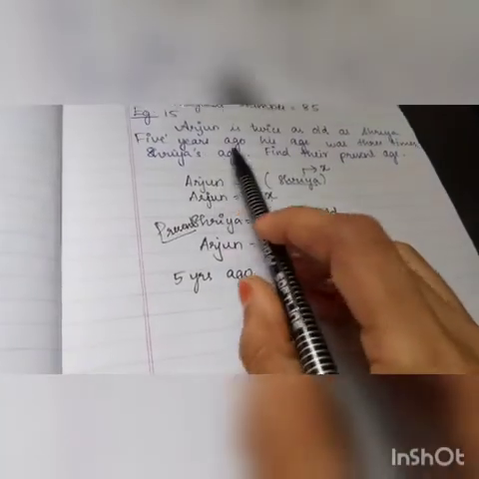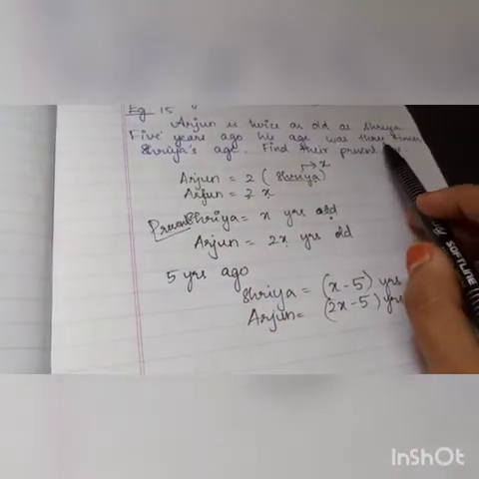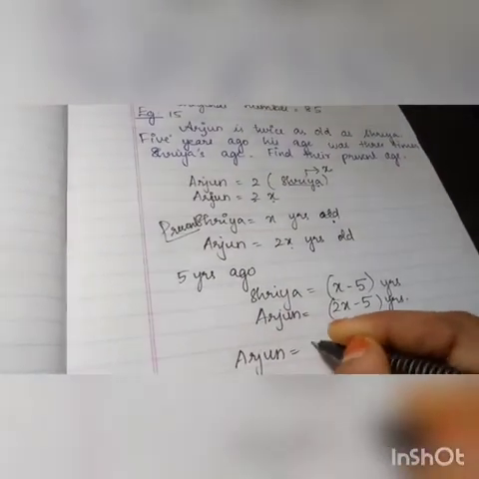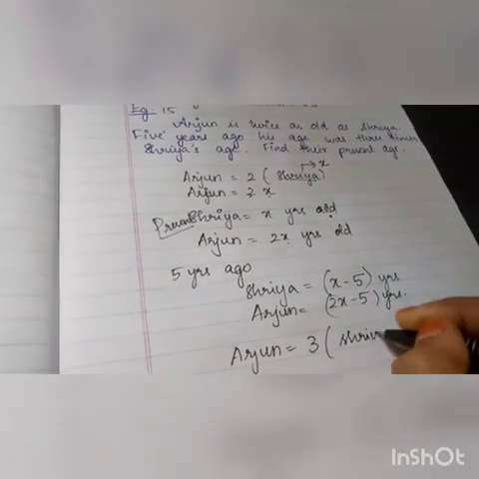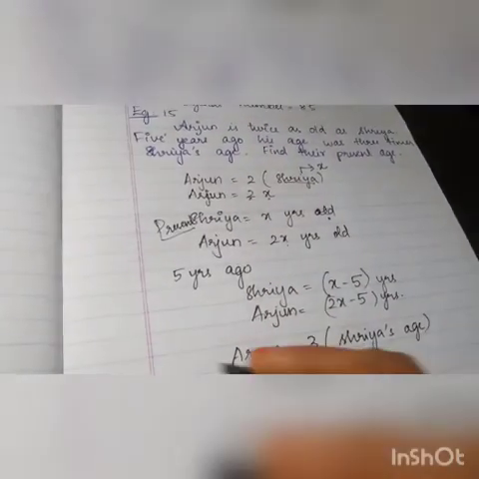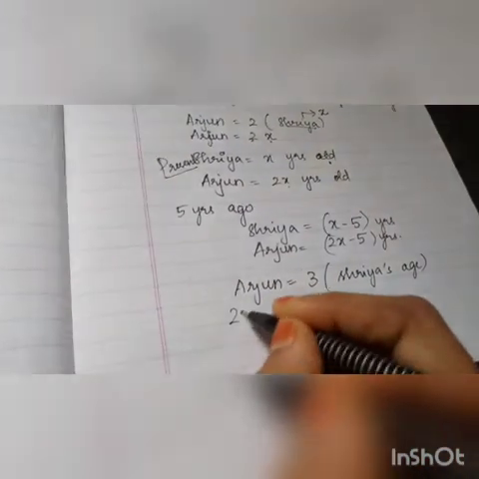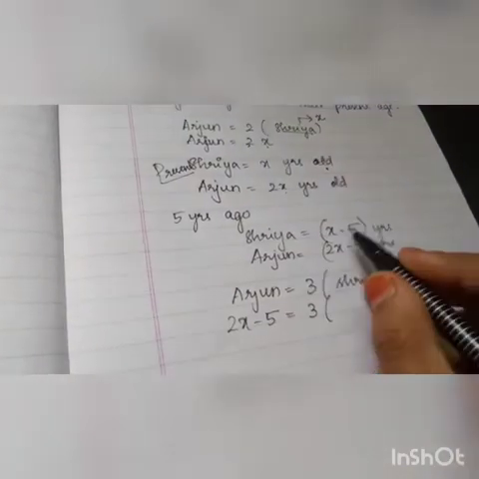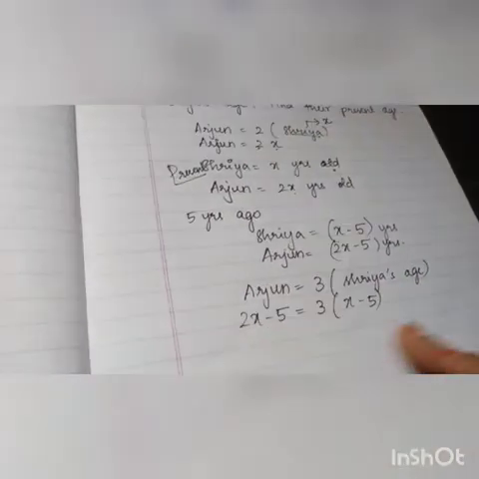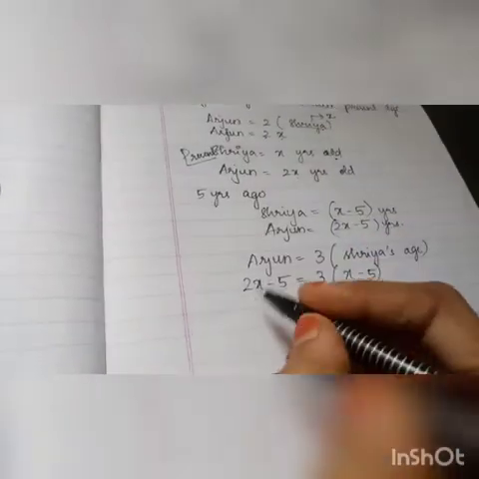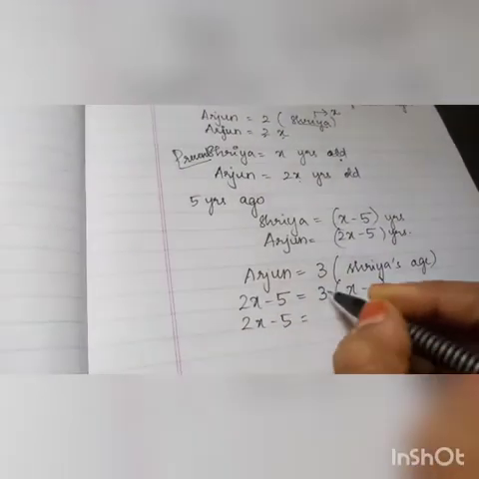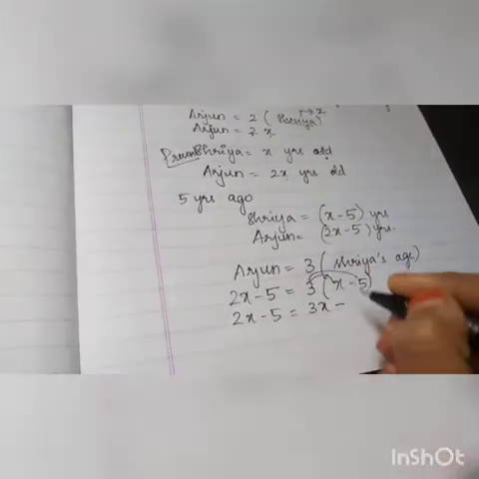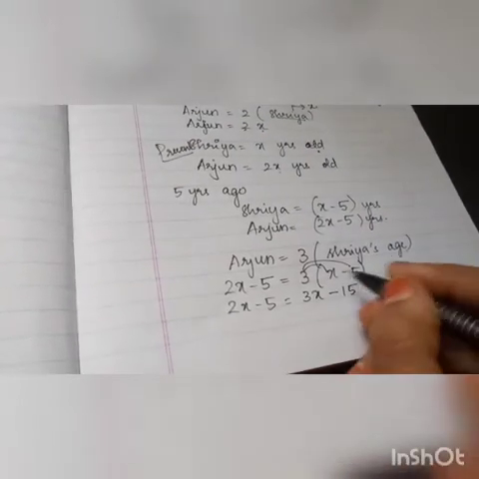What did they say? Five years ago his age was 3 times Shreya's age. So Arjun's age will be 3 times Shreya's age. What is Arjun's age 5 years ago? 2x minus 5. 3 into what is Shreya's age 5 years ago? x minus 5. Now did you get an equation? Shall we solve this? Yes. 2x minus 5 equal to 3 is common for both, 3 into x, 3x, minus 3 into 5, 15.